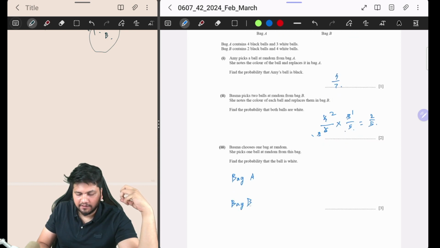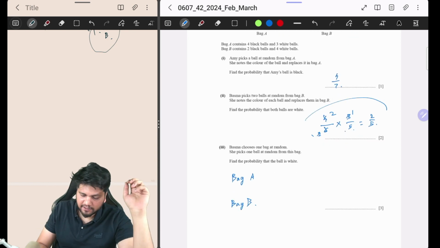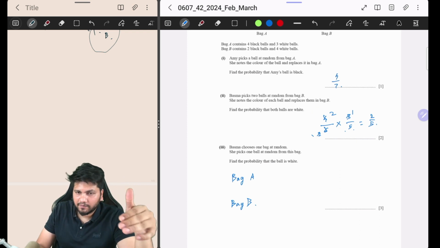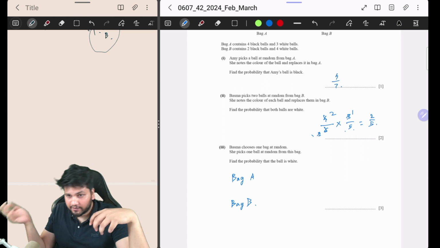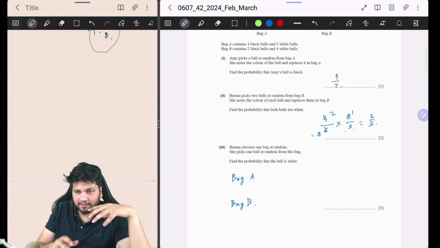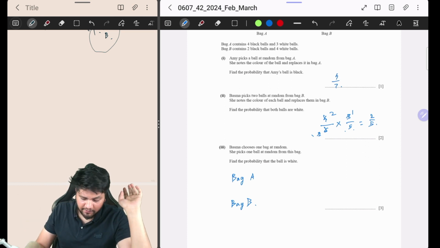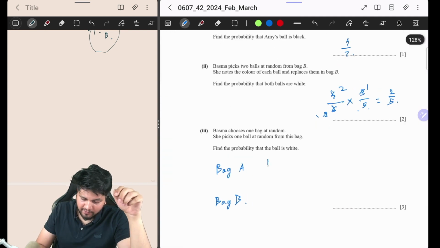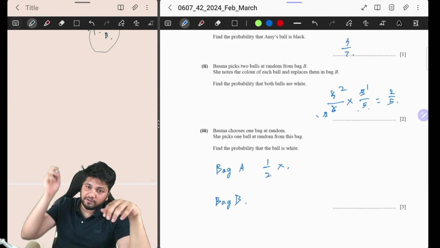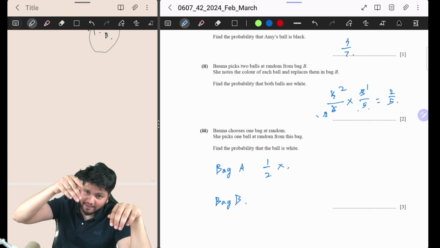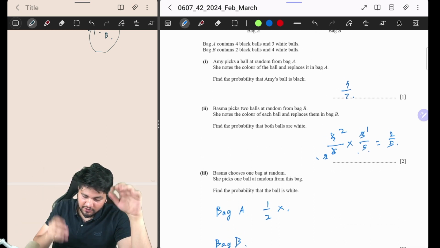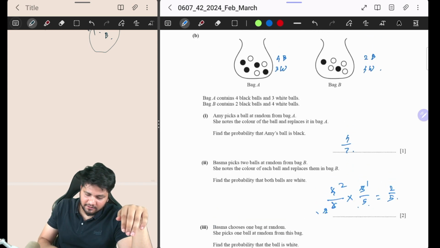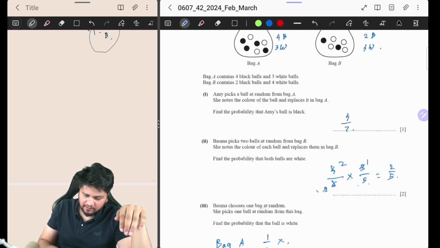Remember, in probability, if it's a compulsory condition, like I want both white, then it's a multiplication. But if I'm talking about either white from bag A or white from bag B, it's an OR condition, so that time it's going to be addition in between. So here, what is the probability that she picks bag A? It's going to be 1 by 2. Then the probability that she picks bag A and then the white ball is 3 by 7.